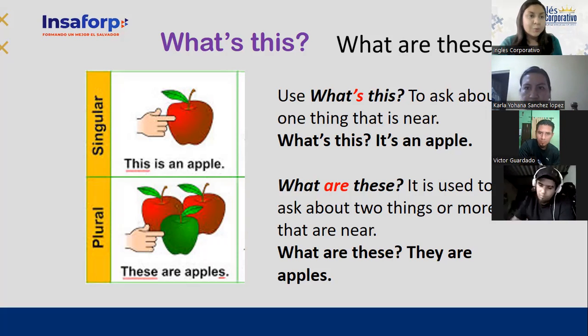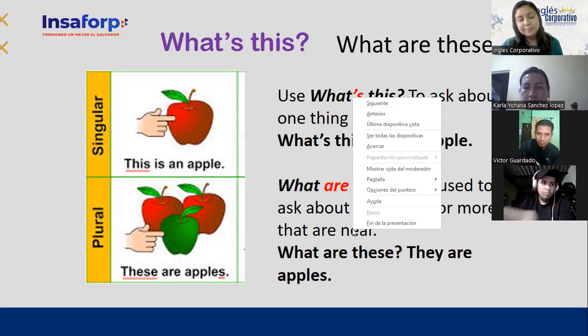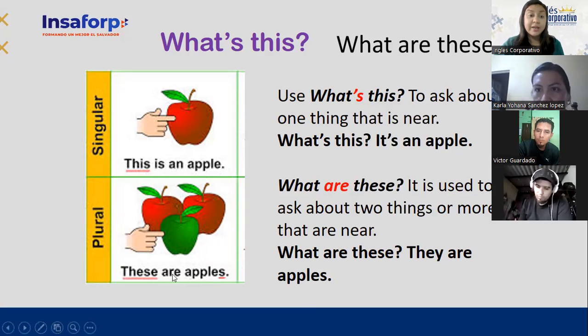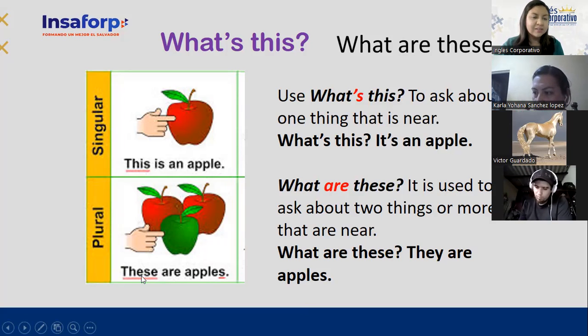What are these? It's used to ask about two or more things that are near. Para dos cosas o más que están cerca. Pero es plural. Entonces, what's this es singular. And what are these is plural. These are apples. Estas son manzanas. These, ¿notan? T-H-E-S-E. These. Are, porque es plural, apples. No olvidemos que como es plural, tiene que llevar la S, right? These are apples. What are these? They are apples.